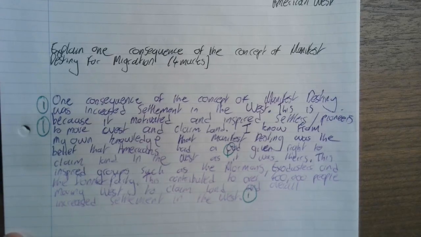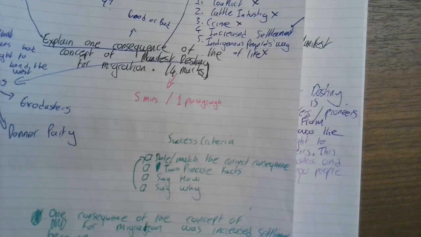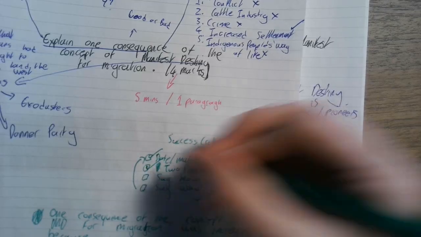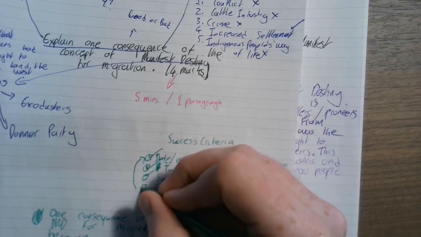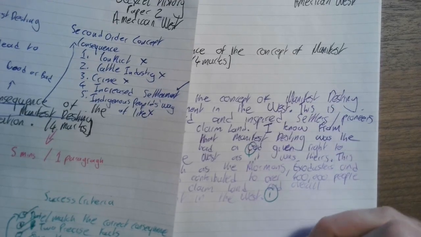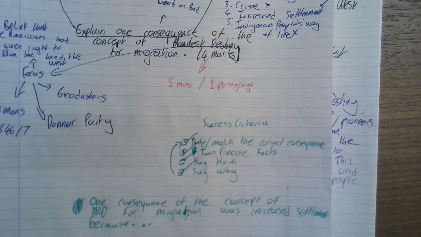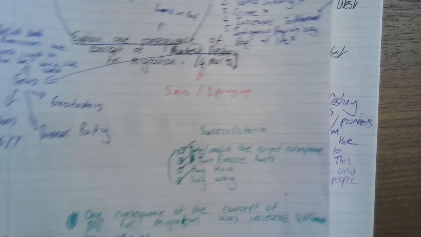So nice and simple. If I just go straight back to my success criteria, have I stated and matched the correct consequence? Yes, I have. Have I brought in two precise facts? I absolutely have. Have I said how? Have I said why? 4 out of 4. Dead easy question. If you want to take the time to again revisit that success criteria and self-assess your own. But 4 out of 4, dead easy.